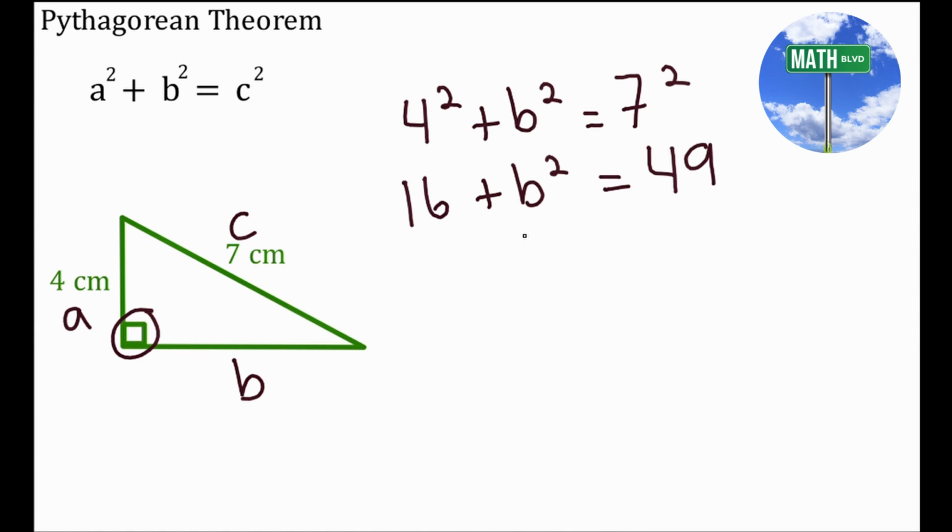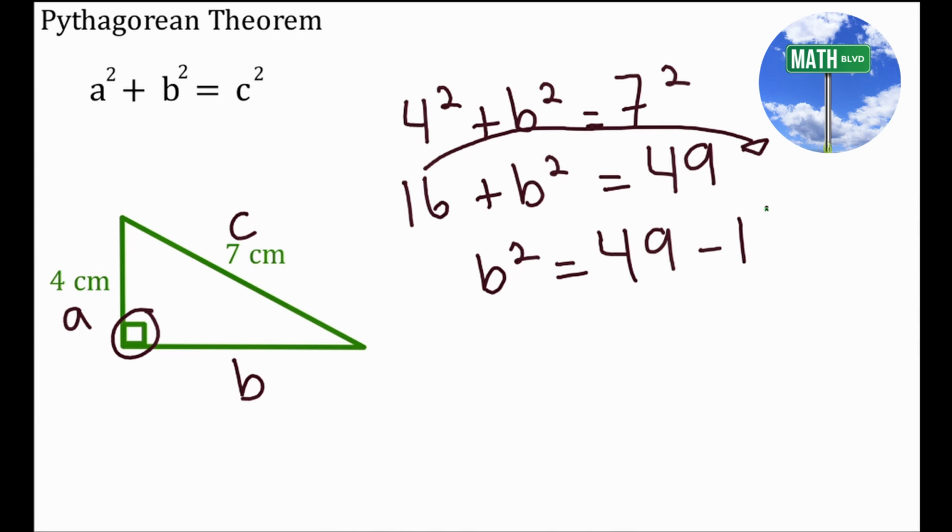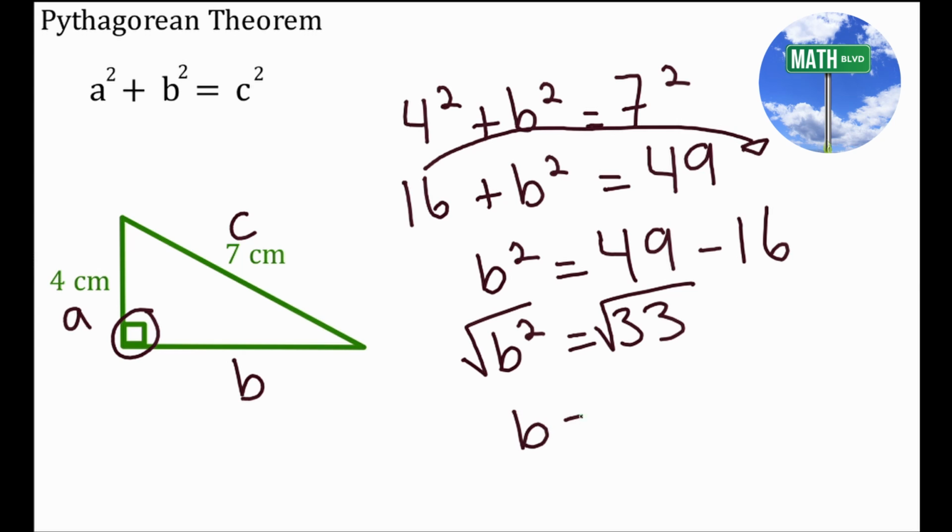I now need to isolate b, so I will take 16 and move it to the other side of the equal sign. When doing that, positive 16 becomes negative 16. I now need to take the square root of both sides to isolate b. After calculation, I know my unknown length is 5.7 centimeters.